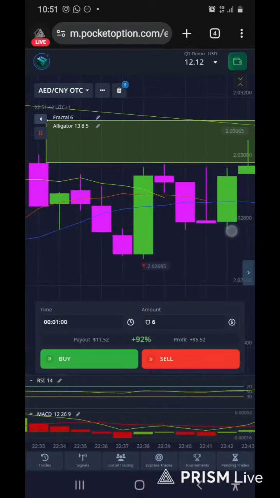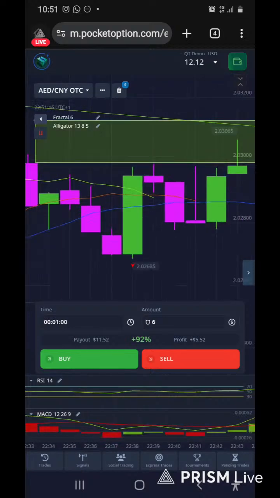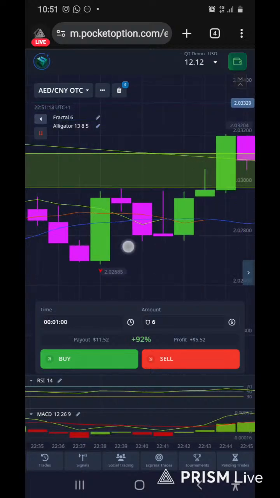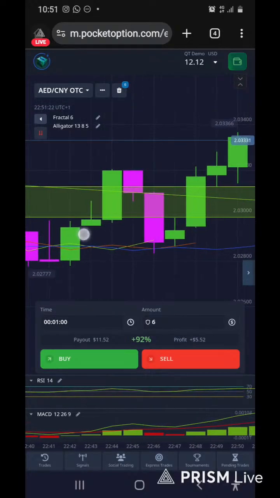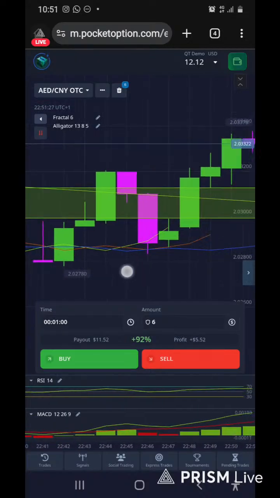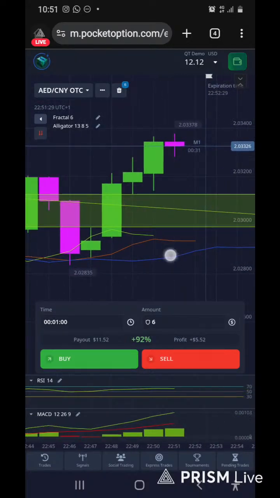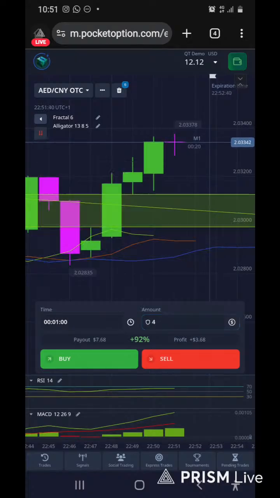Let me see. Liquidity sweep. Use a liquidity sweep. It tapped a fair value gap here. It tapped again here. It will tap here too. It's respecting it. And I'm going to enter with 3 or 4. If I lose, I'll enter with 8.